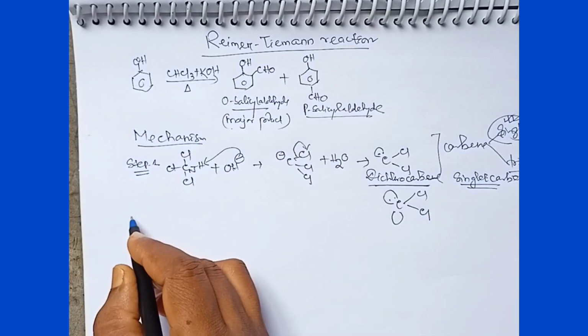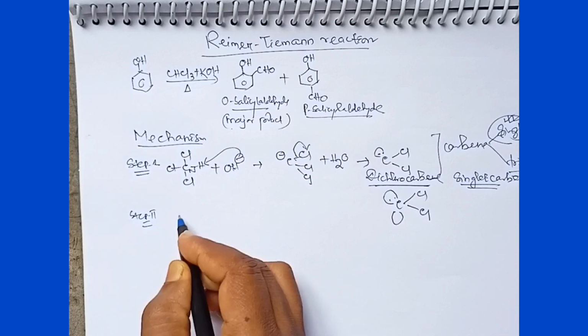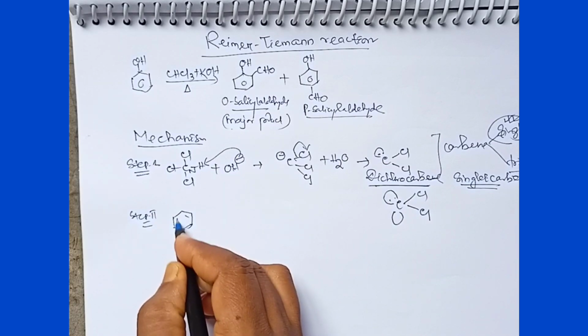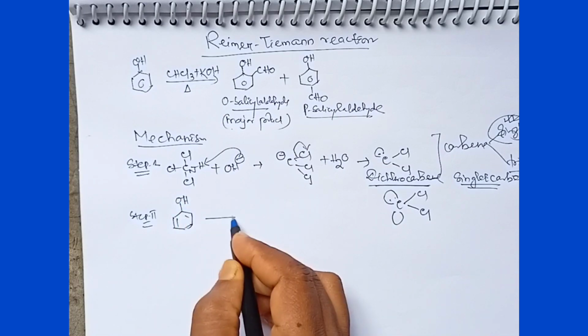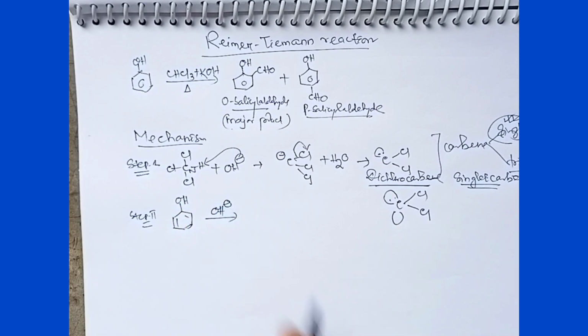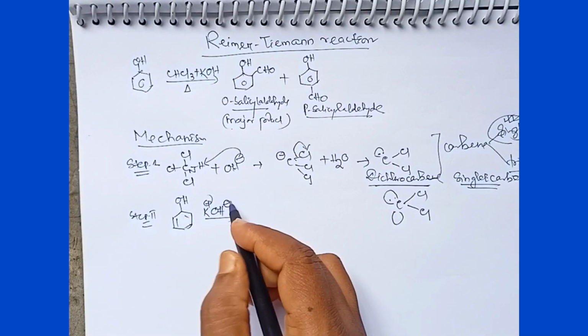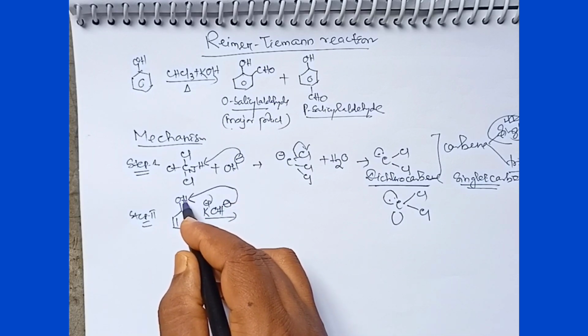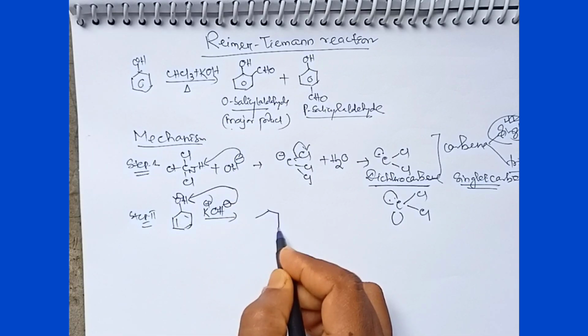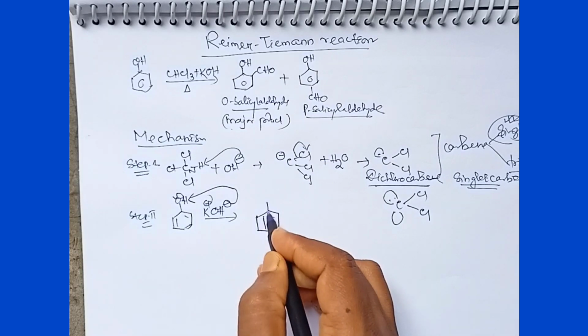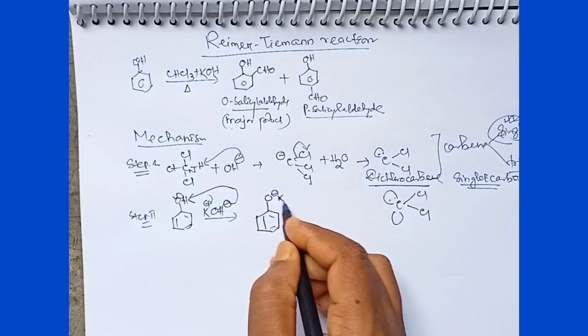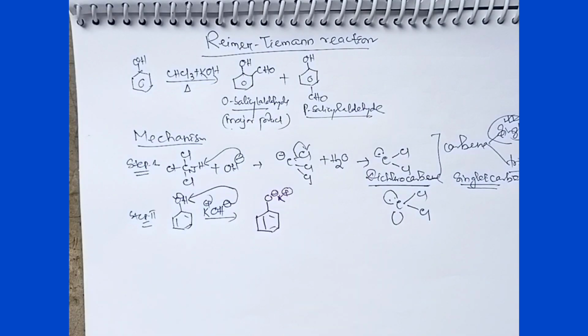Now what happens in step 2? Now this is our phenol molecule. In the presence of base, it will abstract this hydrogen and it will form the phenoxide ion. This phenoxide ion is more stable than the phenol that you have previously studied.